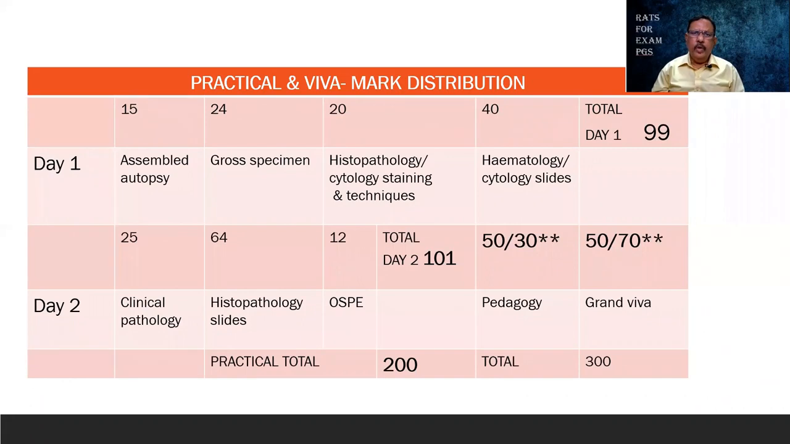This is a view of the mark distribution for the various exercises. This can be varied from center to center or from examiner to examiner. But overall, it can be a format. There shall be an assembled autopsy, gross specimen, histopathology and cytology staining techniques, sometimes histopathological techniques also. There can be hematology and cytology slides, all on day one. And this will be the total marks for it, the distribution of marks.